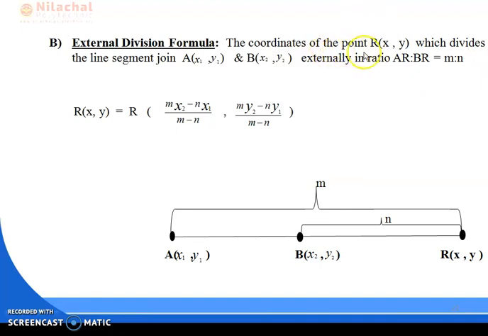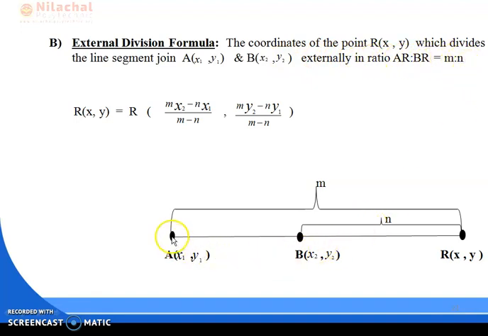The coordinates of the point R, be any random point which is out of the AB line, means A point and B point are given, AB line segment, and R is outside the AB line segment, that is an external point. So, coordinate of the point R, XY is the coordinate. We don't know what the coordinate of R is, so we just write XY randomly, which divides the line segment joining A point X1Y1, B point X2Y2, externally in the ratio AR is to BR equals M is to N.